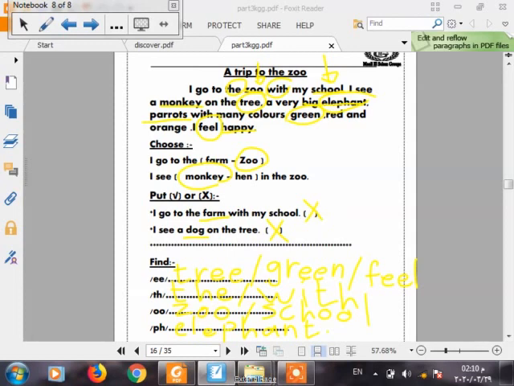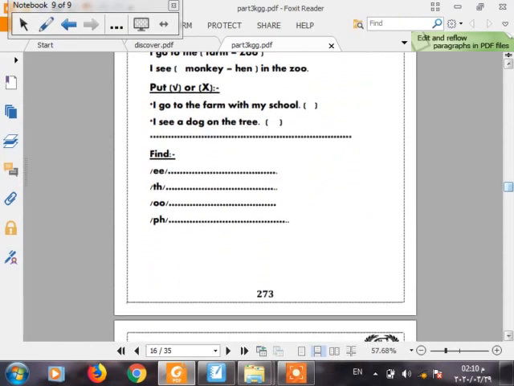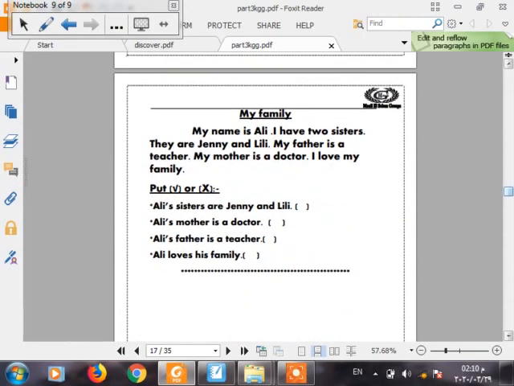Go to the opposite page. Okay, what we have here? My family. Our title is My Family. My name is Ali. I have two sisters. They are Jenny and Lily. My father is a teacher. My mother is a doctor. I love my family.